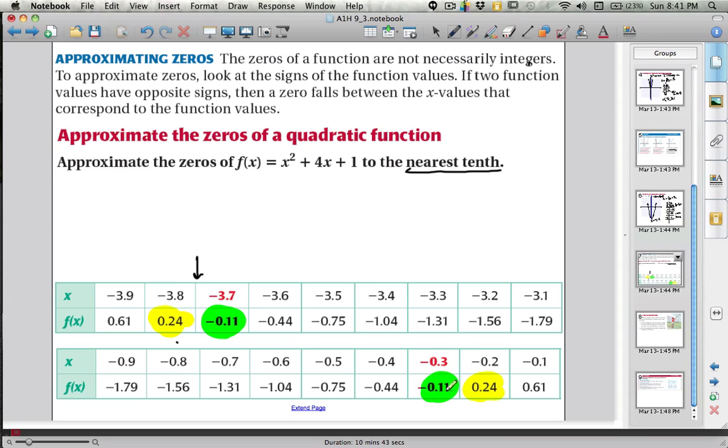And you can see then that, again, negative 0.3 is closer to 0 than negative 0.2 is for the outputs. Right? So this would be working with a table to try to approximate, because we're only going to the nearest tenth, what the solution is.